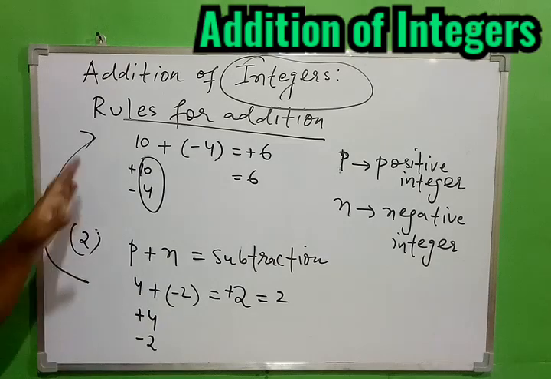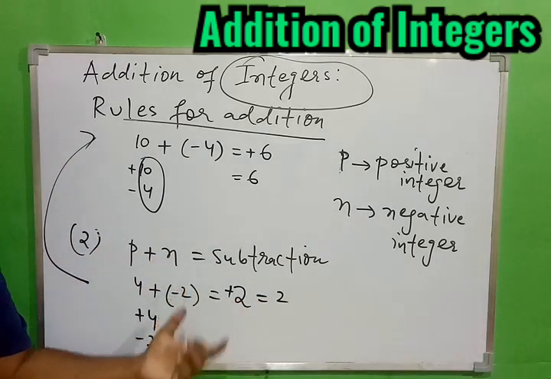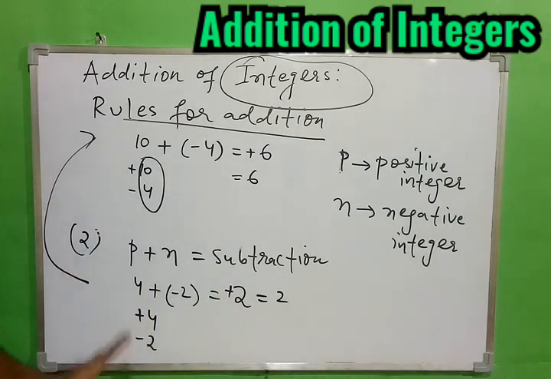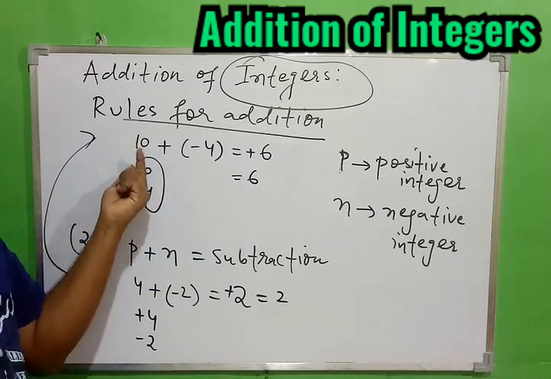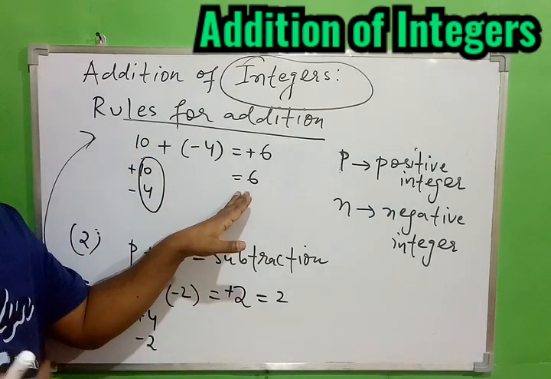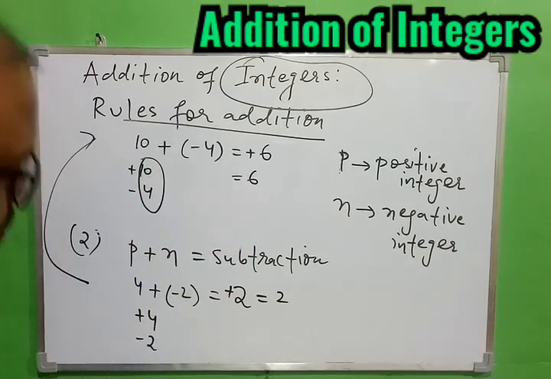So I hope you understood this rule. If we have positive and negative integers to be added, then finally we are basically going to subtract them. After doing the subtraction, we have to see in front of the greater number what sign we have, whether it is positive or negative. The answer will be of that sign only, that is positive or negative. So let's take one more example.